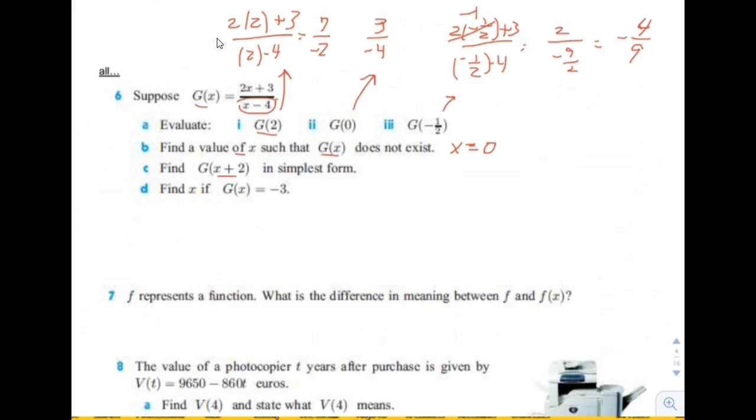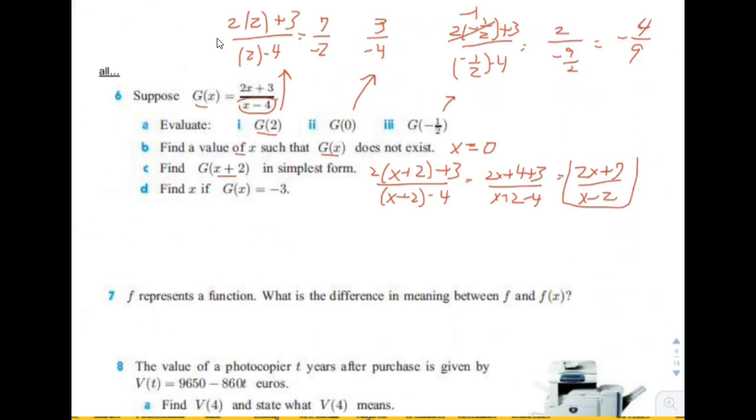Find g of x plus 2 in simplest form. So then we say 2 times (x plus 2) plus 3 over (x plus 2) minus 4. 2x plus 4 plus 3 divided by x plus 2 minus 4. So that would be equal to (2x plus 7) divided by (x minus 2).